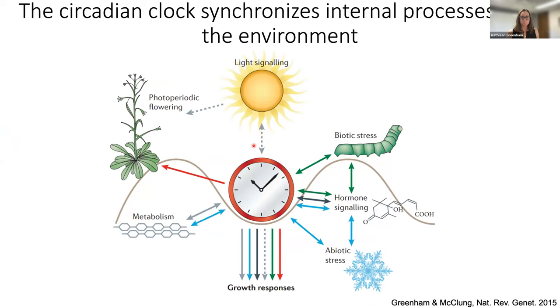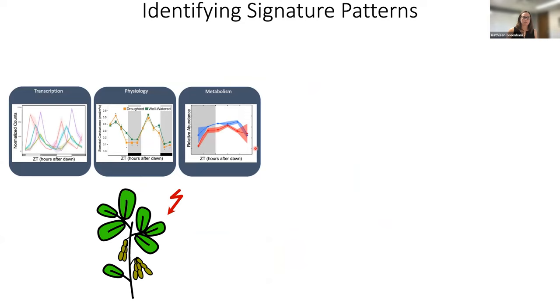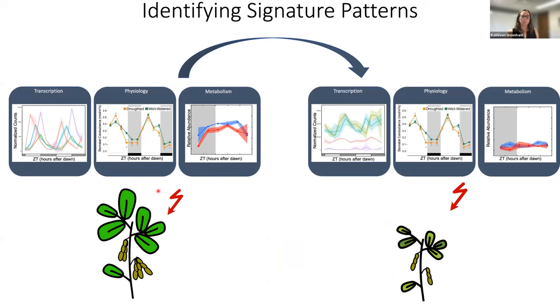Now, integral to the function of the clock, as we already heard, is the control of the transcriptome. And that's what we are really interested in, uncovering what transcriptional regulation drives these certain outputs. So we think in terms of patterns, whether that's at the level of the transcriptome, physiology, or metabolism, identifying patterns associated with our trait of interest, for example, abiotic stress tolerance, and then with the idea of applying genome editing approaches to move those patterns into our more sensitive lines.